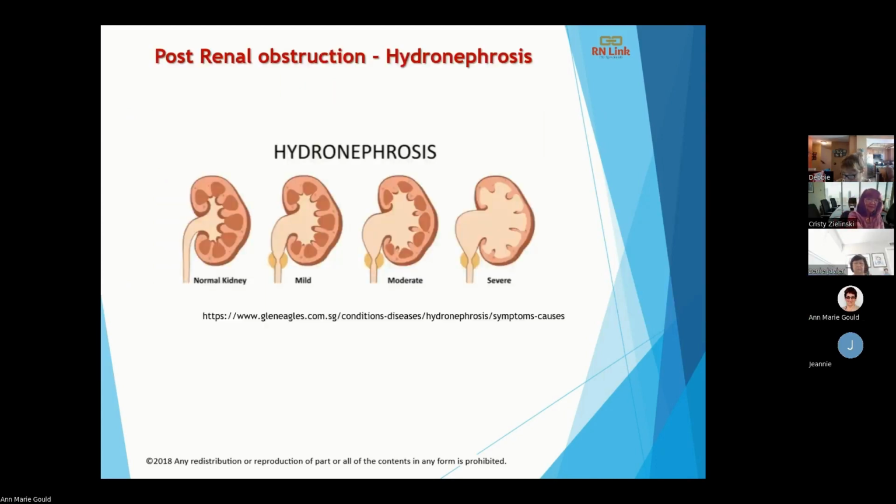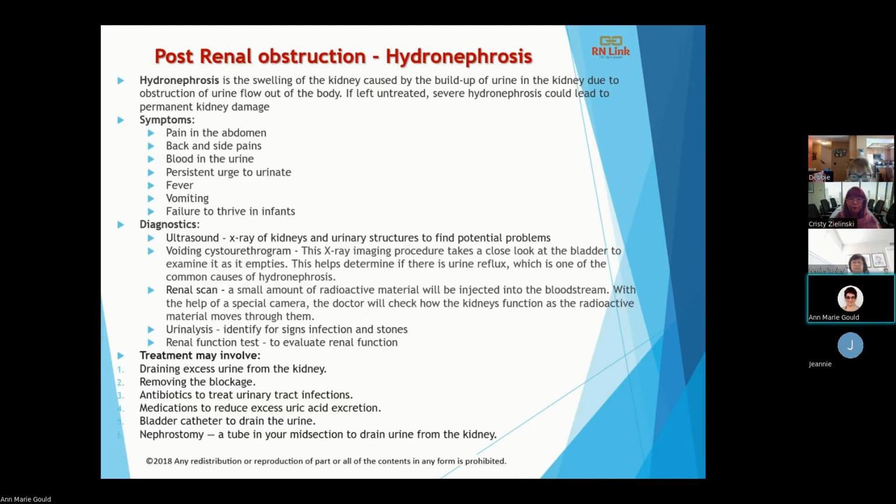Okay, post-renal obstruction, hydronephrosis. This is a nice little picture to show you what the normal kidney looks like. If it's a mild hydronephrosis, moderate, and then severe, you have no blood flow whatsoever. And that's the website Christy found it on.